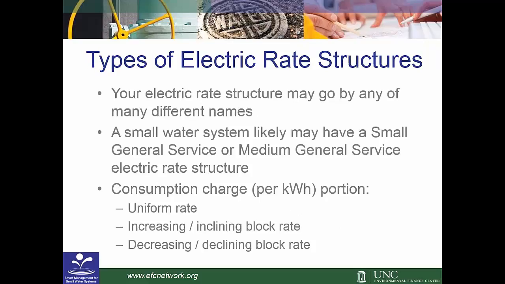These electrical rate structures are called a lot of different things. Sometimes the names of these rate structures sound like the names of your water rate structures. Sometimes they sound very different. A lot of you may end up being on an electric rate structure called small general service or medium general service if you're a small water system. Of course, it could be called a lot of other things too. And when you look at the energy charge or consumption charge part of it, three of the most common kinds of volumetric rate structures you're going to see there are uniform rate, increasing, also called inclining block rates, or decreasing, also called declining block rates.